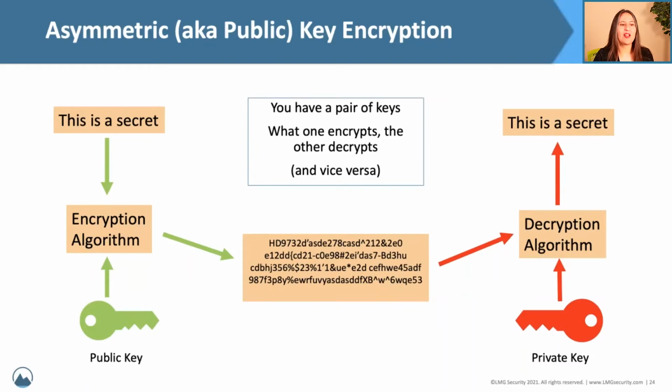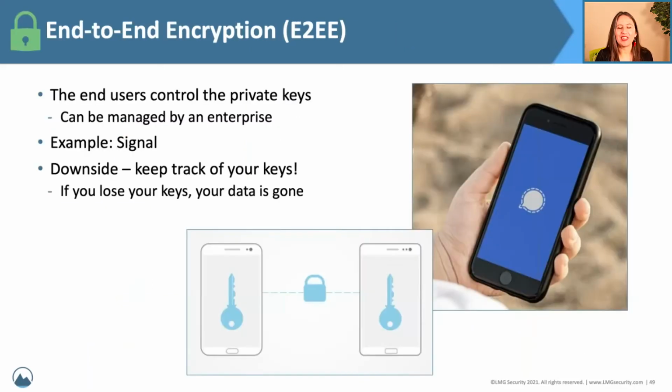So you can see in this diagram, I have a secret. I will use the encryption algorithm and the recipient's public key. I lock it up, and now nobody else can read it, and only the person with the private key can decrypt the message. End-to-end encryption is when you control the private key. So the key is actually on your computer, not in the cloud.